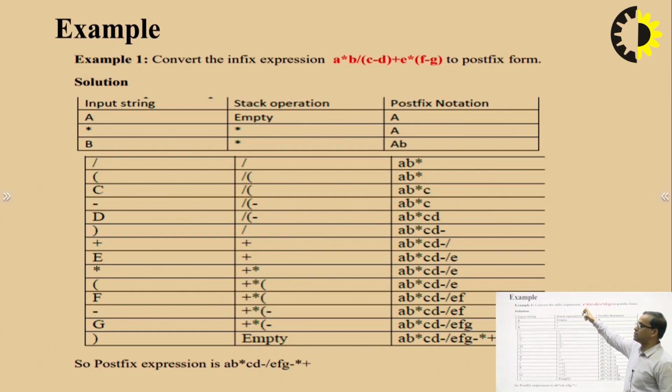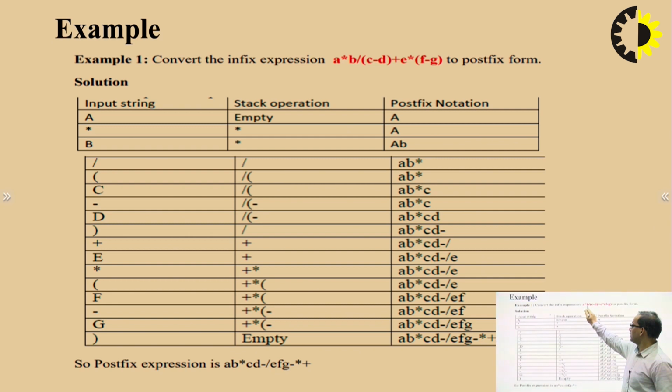First, we will traverse this given expression from left to right. So the first symbol or first character is A. Since the first character is A and A is an operand, we will add it to the postfix notation, postfix string or output string.